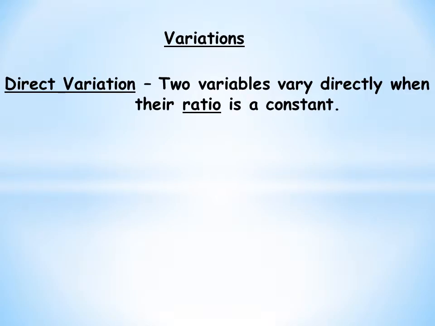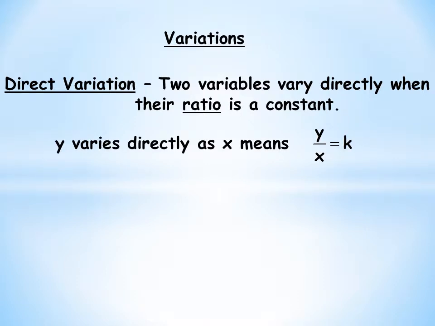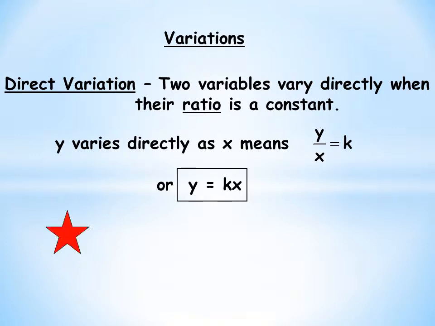So first of all, direct variation is when you have two variables and their ratio is a constant. So this means if you say y varies directly as x, it means that y over x is a constant. Right? I can solve this equation for y, and I actually have an equation y equals kx. So these are the equations you will use for direct variation.